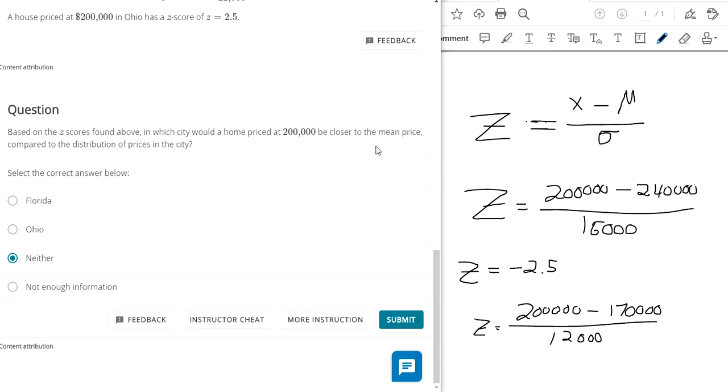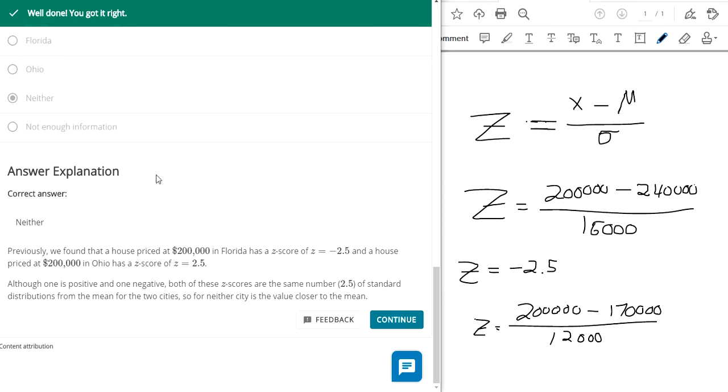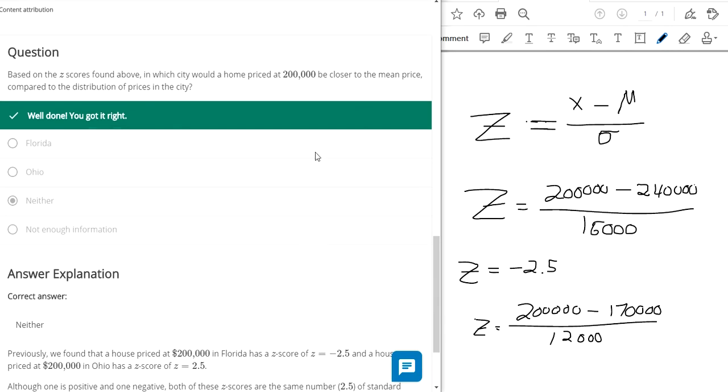Which city would a home price of 200 be closer to the mean price compared to the distribution prices in the city? That's enough information. We got the z-score for each one, and they were both the same distance away from the mean. If one had a z-score of -2 and the other one had a z-score of 3, then the z-score of -2 means that it's closer to the mean because it had a lower value.